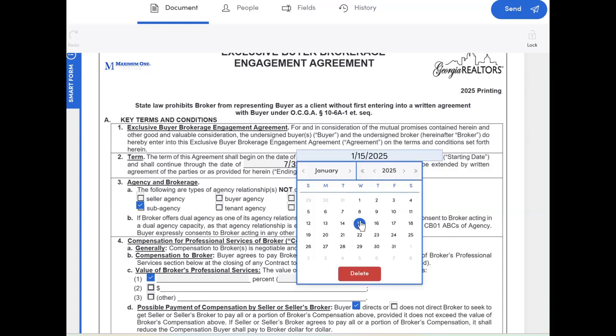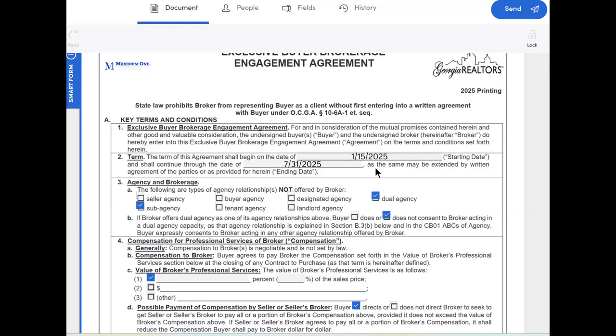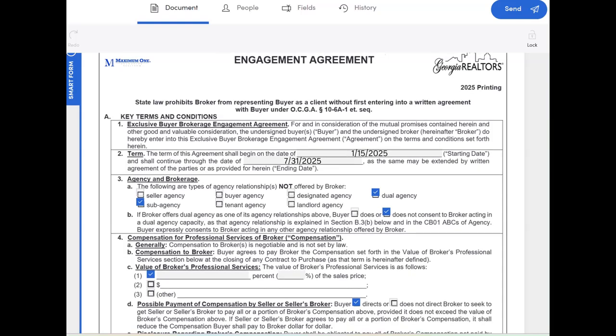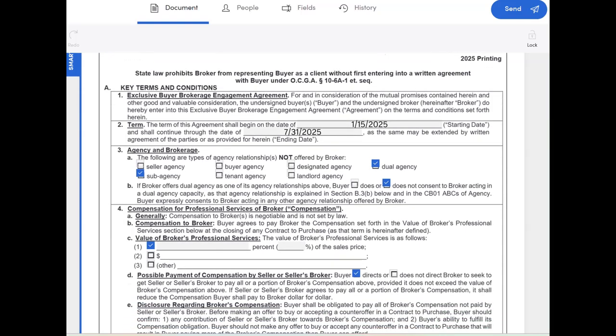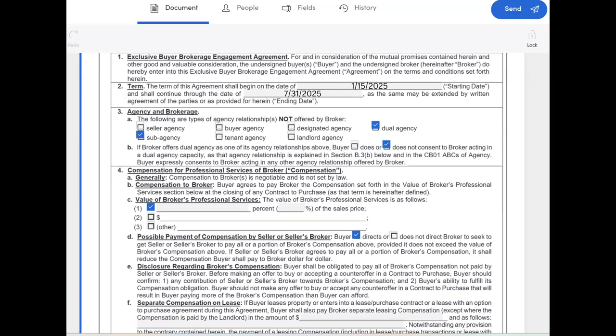So let's say today, well, this is an old one, so we're going to say 1/15 to 7/31. The big thing there is I typically do it for a 6-month period. Additionally, when it comes to the agency and brokerage, I'm going to select the ones that we do not offer, dual agency, sub-agency as well. And then on the next section 3B, I'm going to place does not consent to buyer broker consent broker acting in a dual agency capacity.